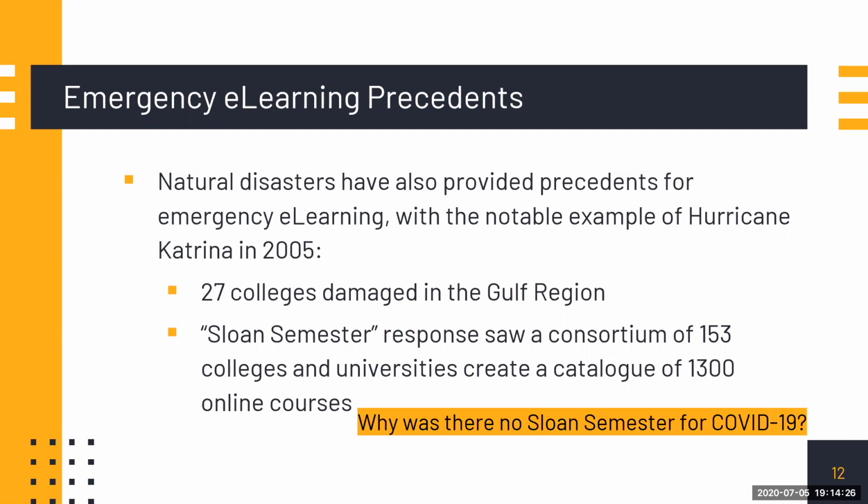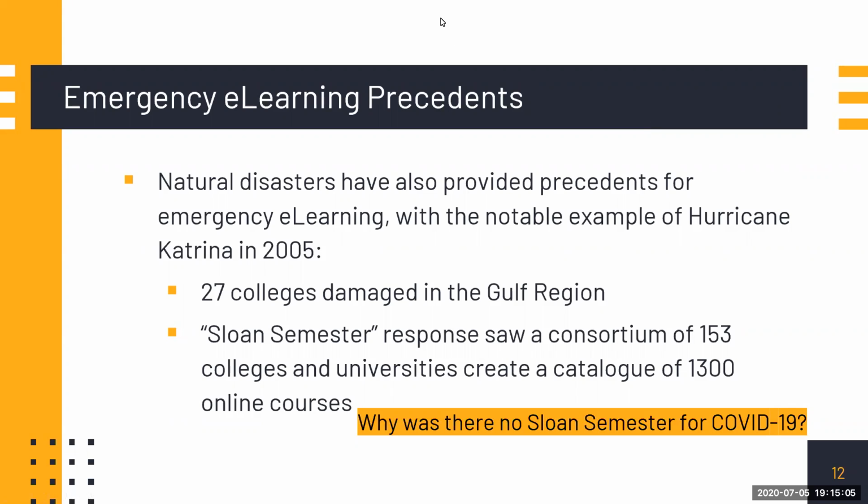This included places like Delgado Community College, where 20 of 25 buildings on campus were destroyed and could not be used. It wouldn't be safe to stand in for too long, let alone to hold classes. So a response from the Sloan Foundation and a consortium of 153 colleges and universities around the United States rallied together to create an online learning catalog, where a high number of online courses were available to students in affected areas.